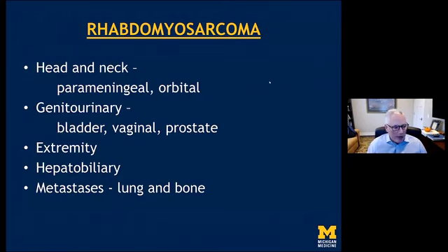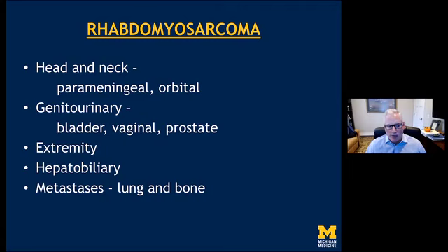Let's move on to rhabdomyosarcoma. In rhabdomyosarcoma, the three locations it likes to occur in the pediatric population are head and neck, genitourinary, and the extremities. So again, it's another one of the sarcomas of the extremities where we would be looking for lung metastases, typically with CT. But again, it can occur in the abdomen as well.